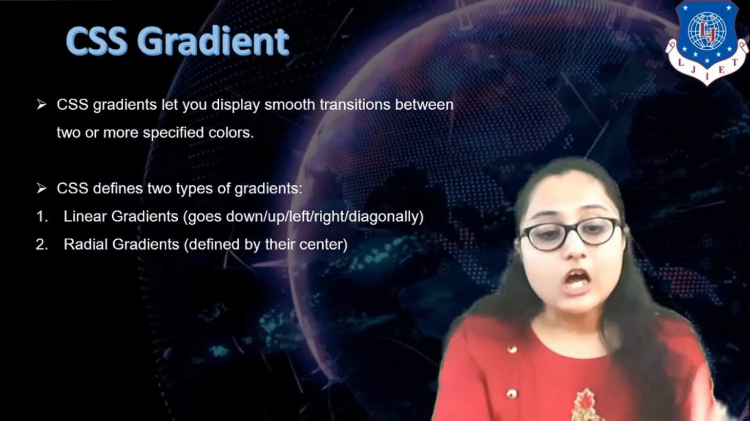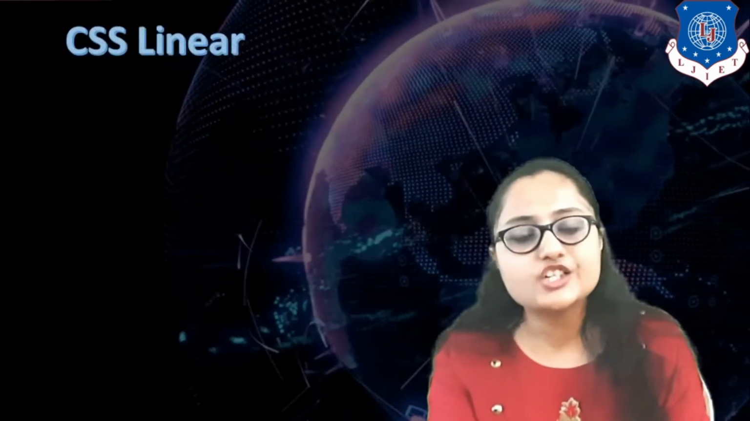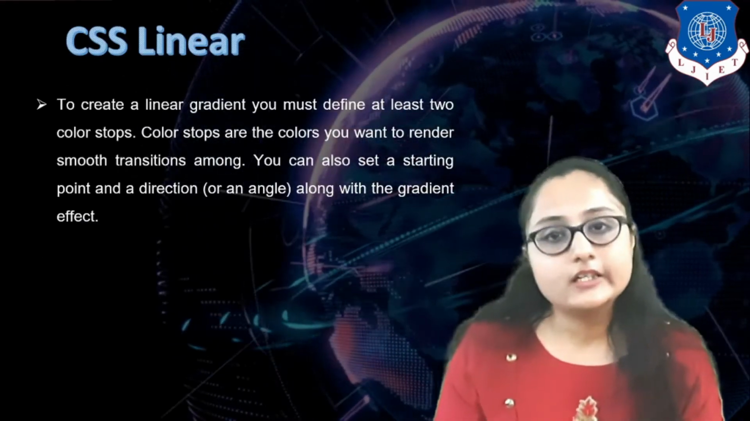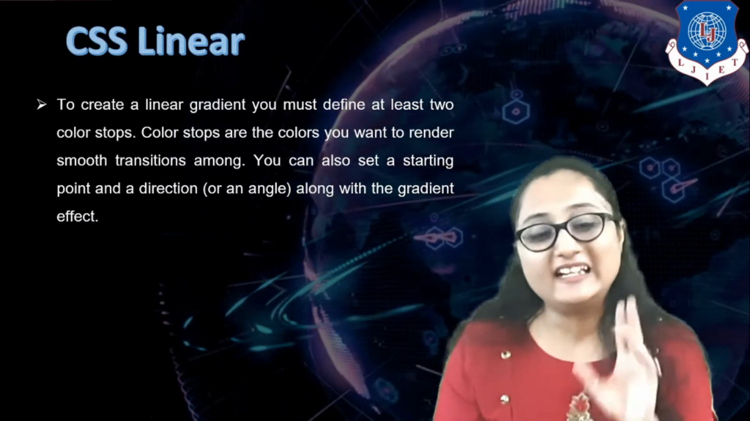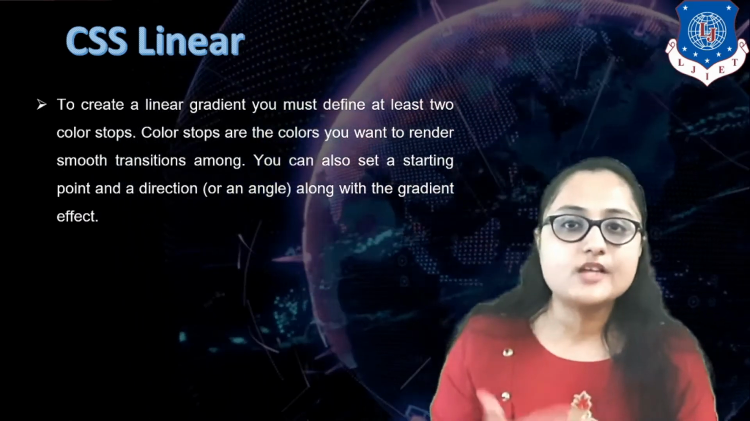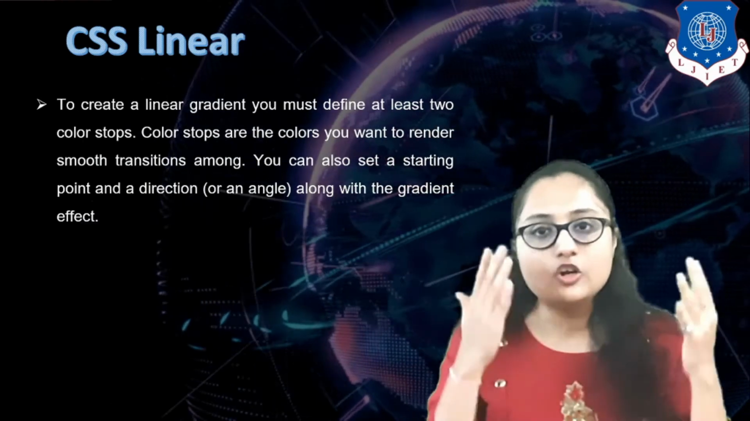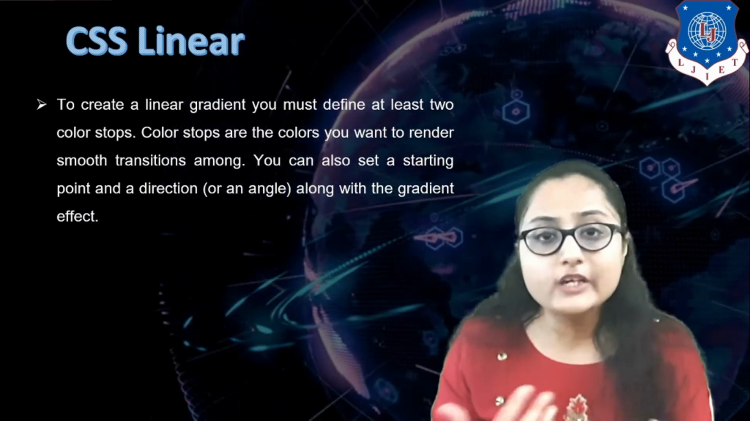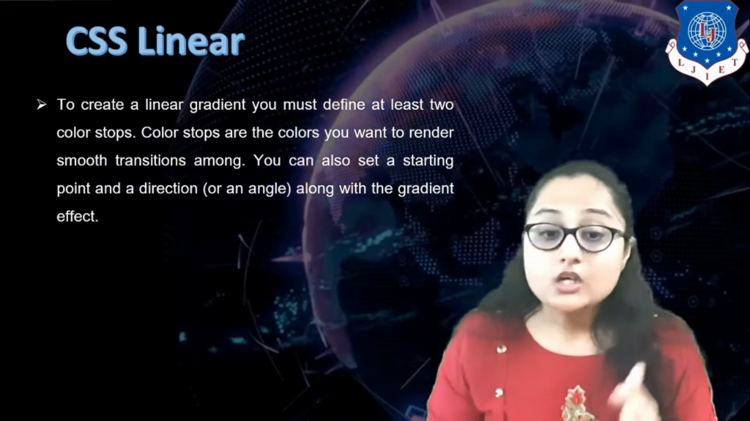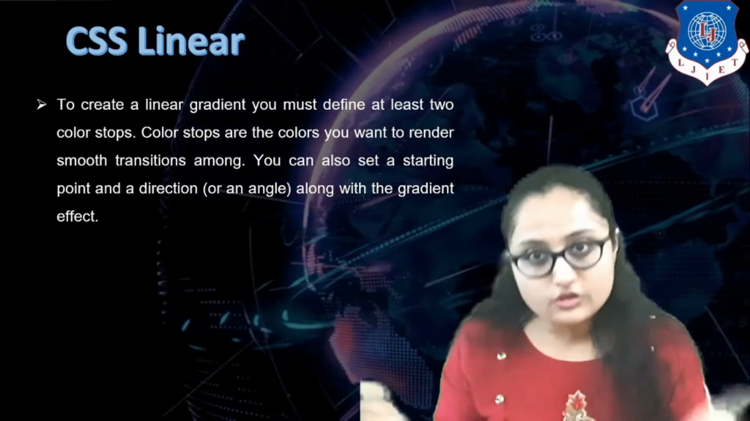Now in this lecture, we are going to study linear gradient, and in the next lecture, we will be studying radial gradient. To create a linear gradient, you must first define at least two color stops, because we know what we mean by gradient. Gradient is transition from one color to another color. So if you want a transition, you cannot have it using one stop. You must have at least two color stops. Color stops are the colors you want to render for the smooth transitions in your web pages.